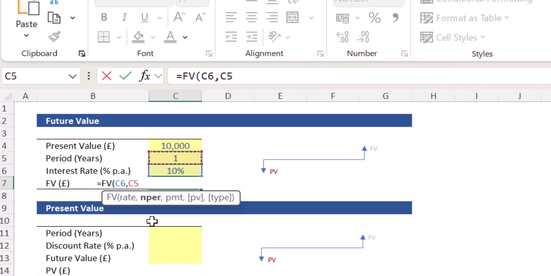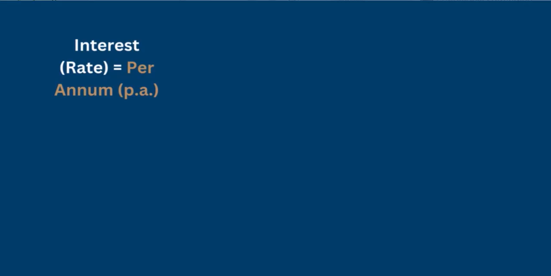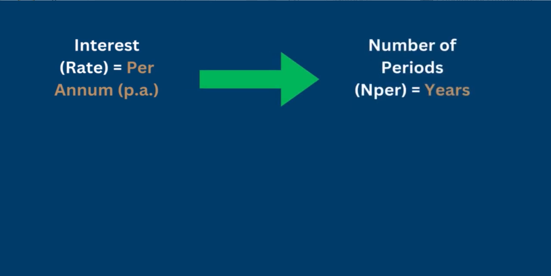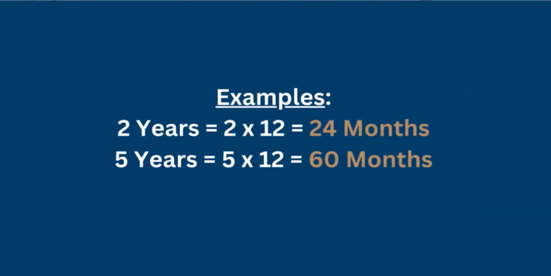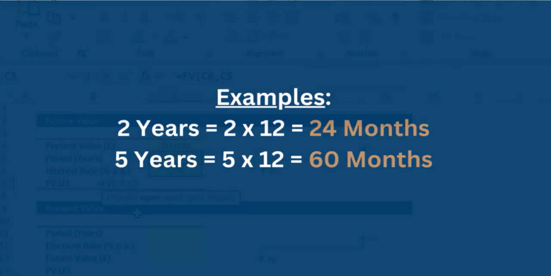Now, an important tip here. If you are using a rate, which is a percentage per annum, the unit to use for NPR must be in years. If your rate is given as a percentage per month, then the given period must be converted in months. Make sure you have this equivalence in place, otherwise your results might get distorted.